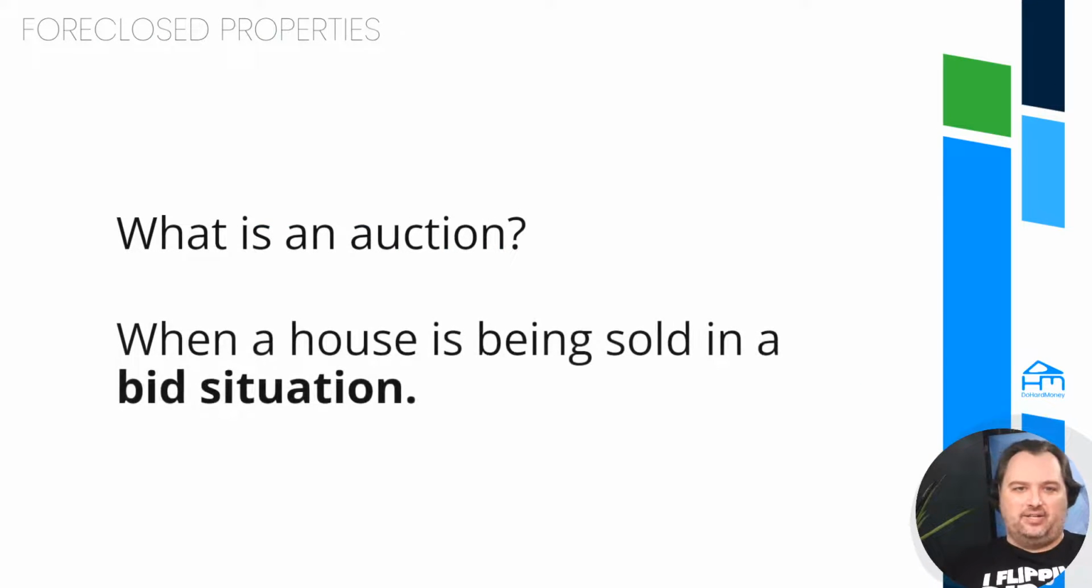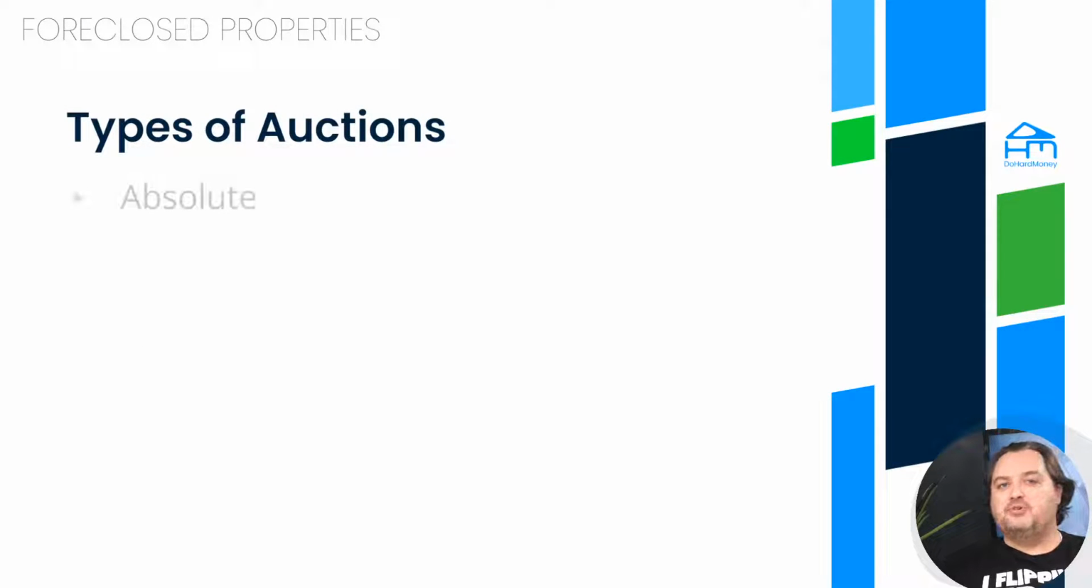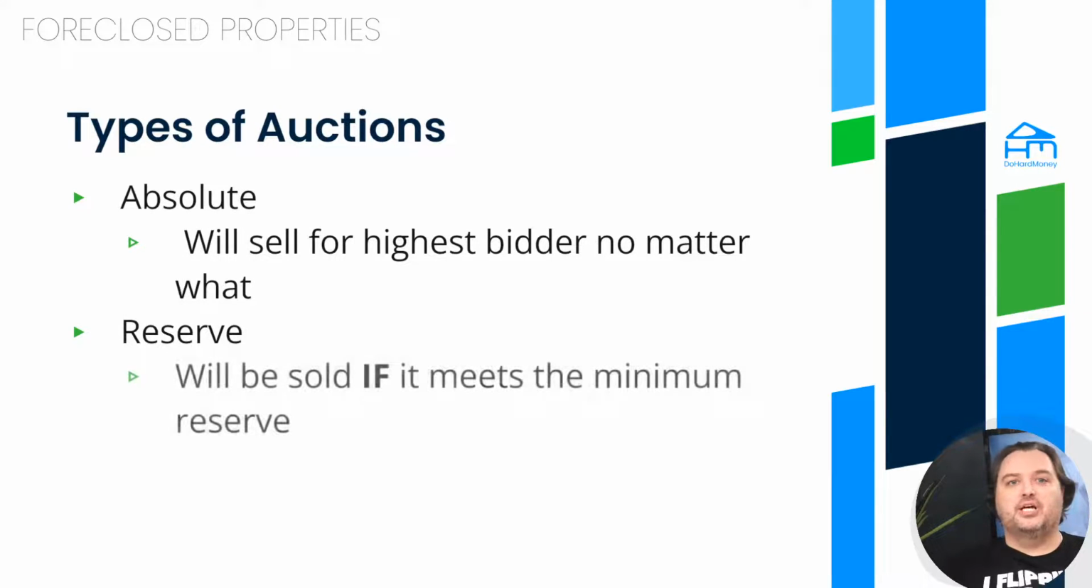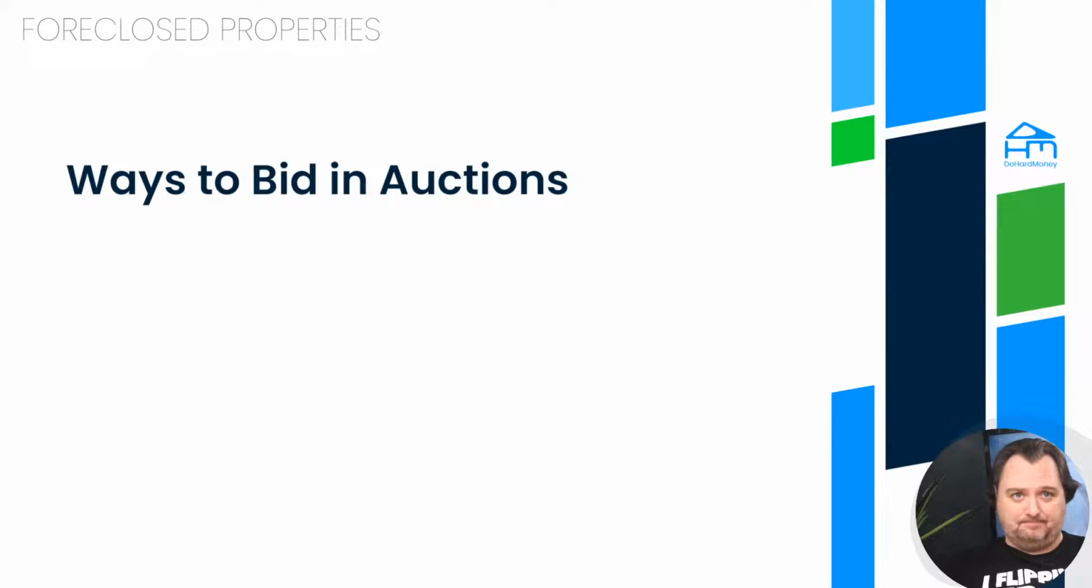I want to talk a little bit about auctions. What is an auction? It's when a house is being sold in a bidding situation. The house will be sold to the highest bidder. There are different types of auctions. There are absolute auctions, where it'll sell for the highest price no matter what. Then you've got reserves, which will be sold if it meets the minimum reserve. That could be a disclosed or an undisclosed reserve, which says, if we don't at least get this, we're not going to sell the property. It's typically undisclosed.